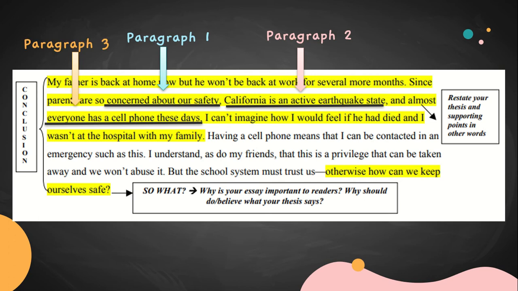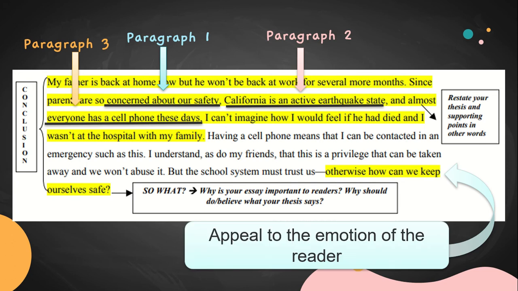So the author summarizes all of the claims or arguments he presented in the body paragraphs. And aside from that, it also restates your thesis statement. So his thesis statement is all about the safety of children inside the school, and he repeated it here.